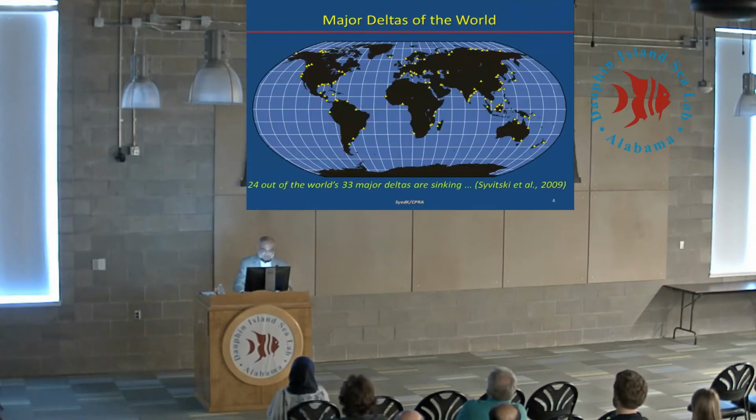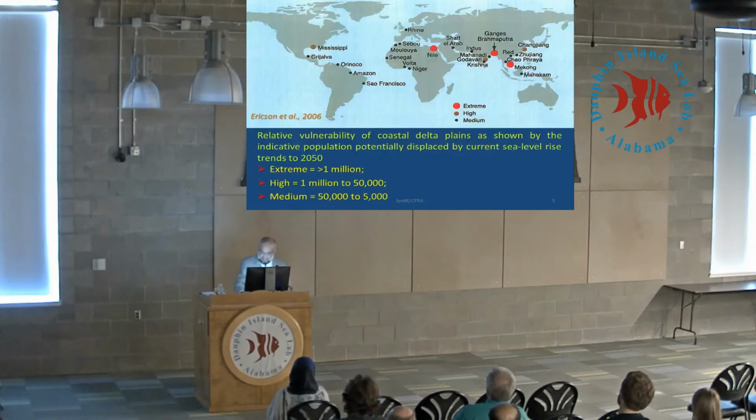So, major deltas of the world, this is common. You might have seen this a number of times, and I'm sorry for the repetition, but just to set the stage, we have 33 major deltas, as per Jim Syvitski of the University of Colorado. And he says, as he rightly says, that 24 of these 33 deltas are sinking, mostly because of human intervention.